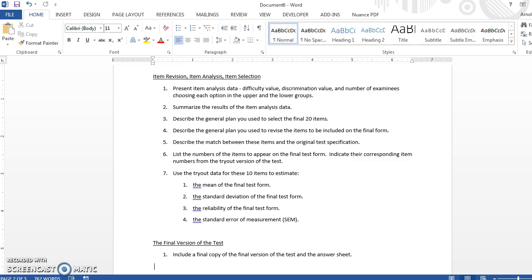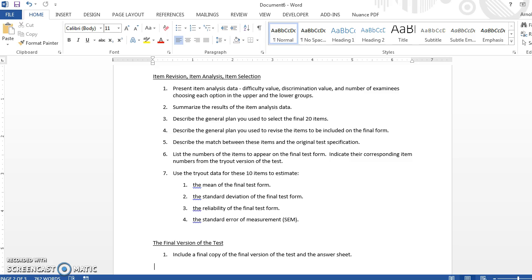Number 7, use the tryout data for these 20 items to estimate the mean of the final test form. That's the average of the test scores. The standard deviation, and the reliability and the standard error of measurement. These are all things I went over in the last tutorial. Also look at Appendix F in your book. It's really great for these. There are also some charts on standard error of measurement where you can look and find out where yours falls for that data.